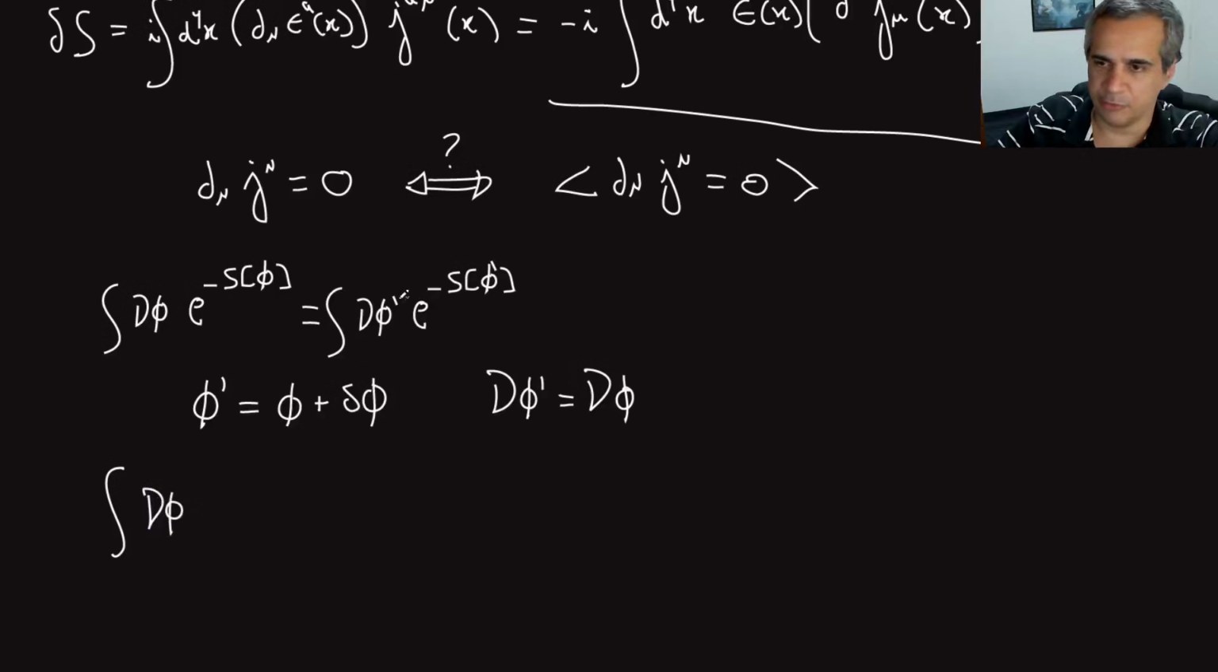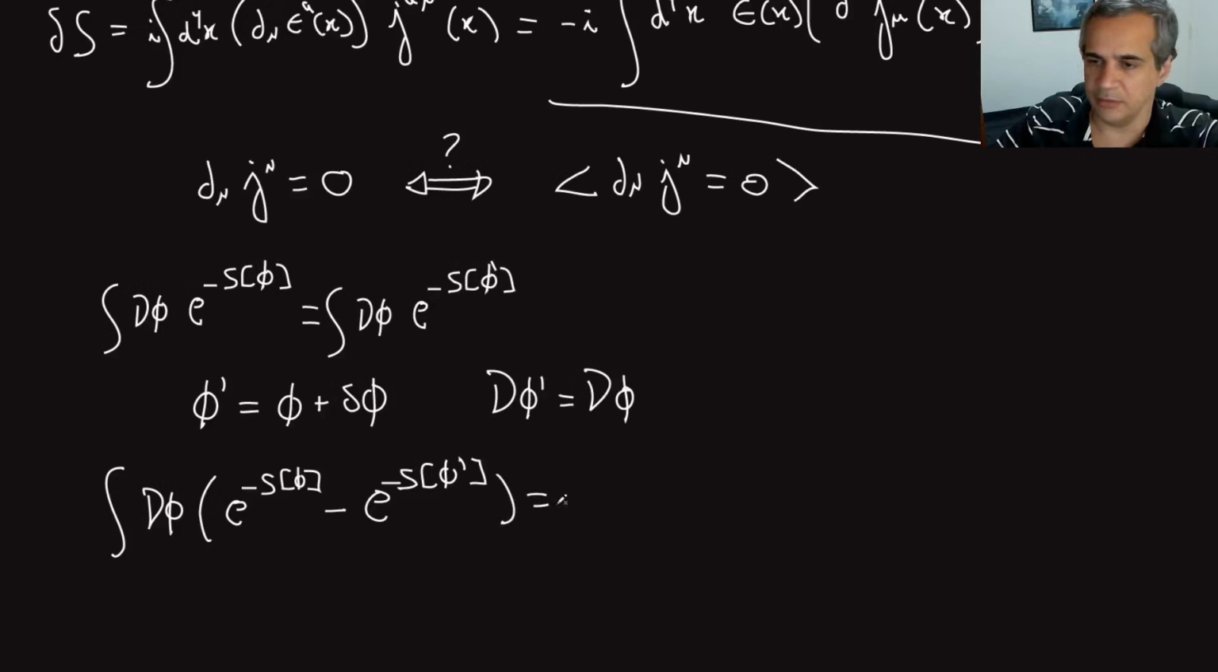And I write, I just remove the prime from here, and write that this minus the exponential of minus S of phi prime, right, is 0. And notice that's the second time we see something like that. Remember the discussion when we were doing the quantization of gauge fields, right? Keep that in mind. I'll go right back to that. Let me just get to the end.